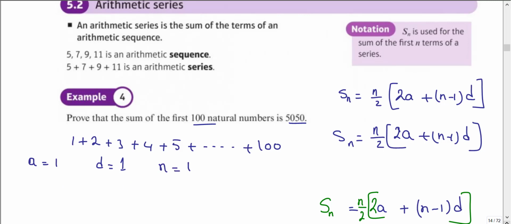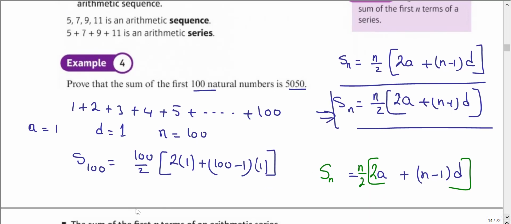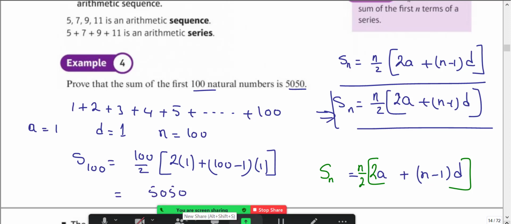How many terms here? 100. So if you want the sum of 100 terms, you do 100 divided by 2, times 2 into a, using the rule. 2 into a, which is 1, substitute, plus n minus 1. n is 100, minus 1, times d, and d here is also 1. Put this on the calculator and you should get 5050.